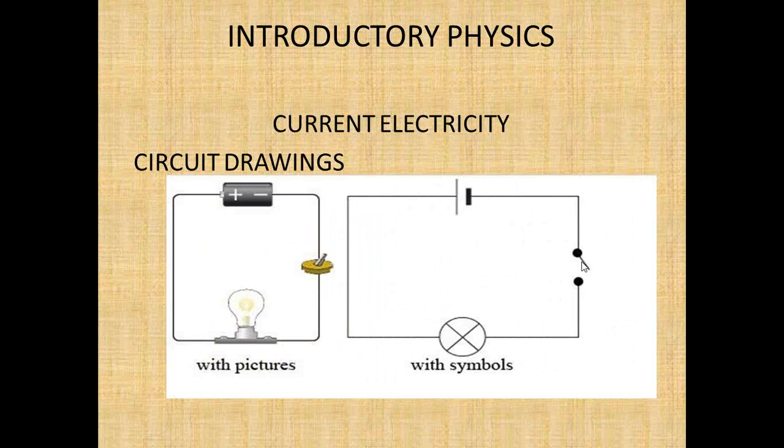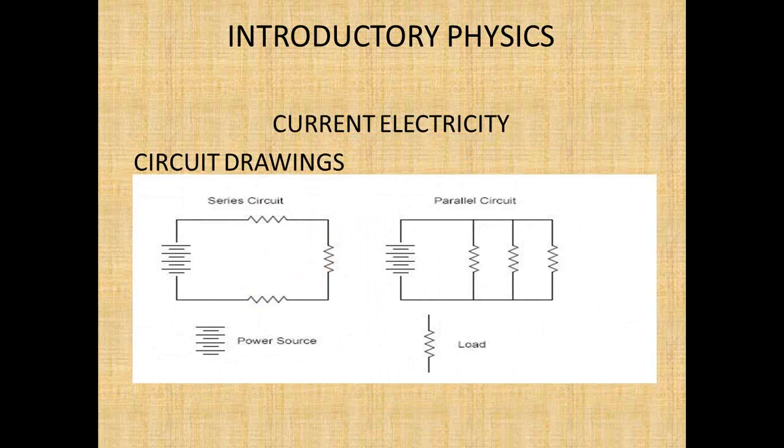This is a switch which is open. If it's closed, then it should be straight. And then this is your bulb. Okay. Again, if you're given a drawing like this, of course this is a battery or a power source, and it has 1, 2, 3, 4. It has 4 cells. Okay, it's a power source. This is the wire. This is a resistor.